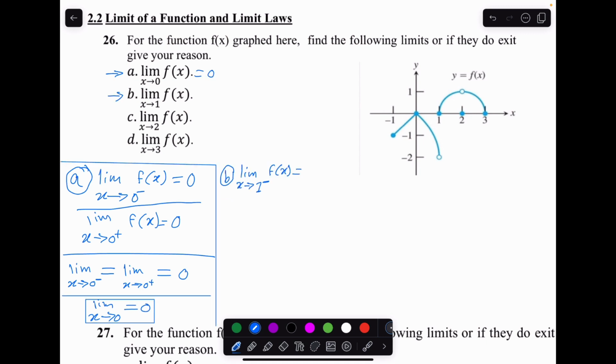Question B. Limit when x is approaching 1, f of x is equal to what? Okay, same as the solution of question A. We will solve it by finding the right-handed limit and the left-handed limit. We start with the limit when x is approaching 1 from the left, from negative infinity. What's the value of f of x?